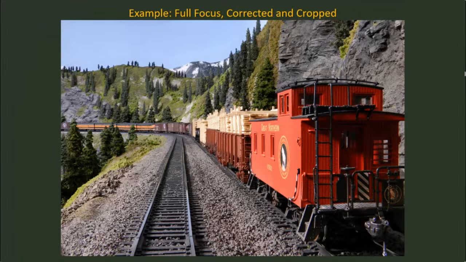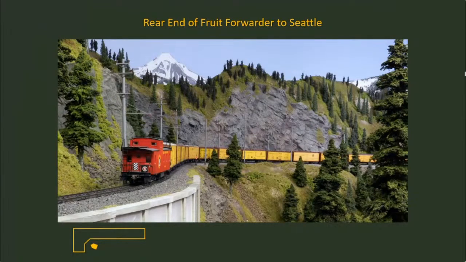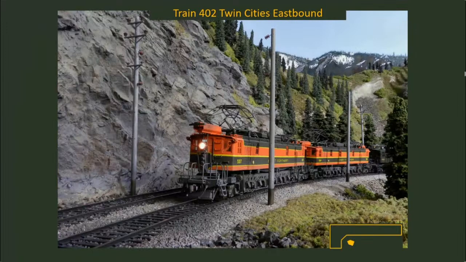So the next series of photos that I'm going to show you here, as we end the presentation, are all done with the Helicon Focus. So here's the rear end of the fruit forwarder, headed to Seattle. So that gives you a sense of the reefer block here. And this was all done with Helicon Focus. Here's that same area, back in the corner of the L, with 3 of the electrics pulling a freight, headed eastbound in this case.